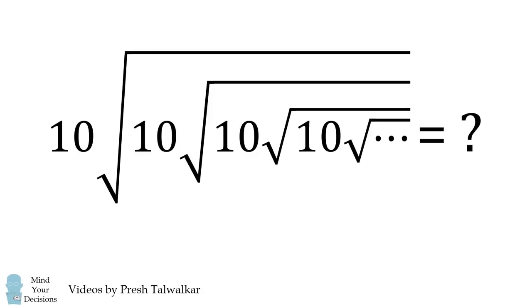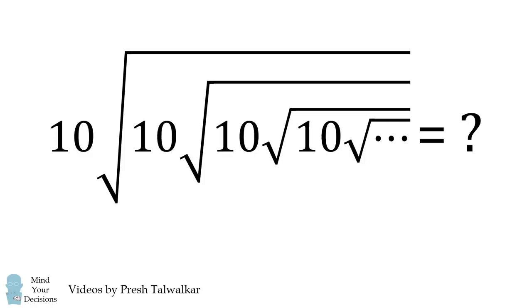Fun problem involving an infinite number of square roots. What is the value of 10 times the square root of everything that's inside, times 10 times the square root of everything that's inside, times 10 times the square root of everything that's inside, times 10 times the square root of everything that's inside, repeated infinitely many times?